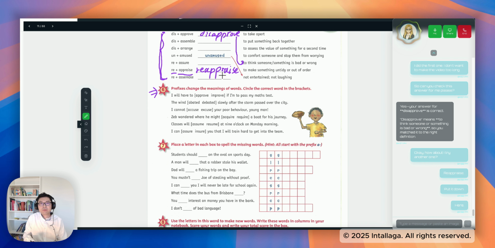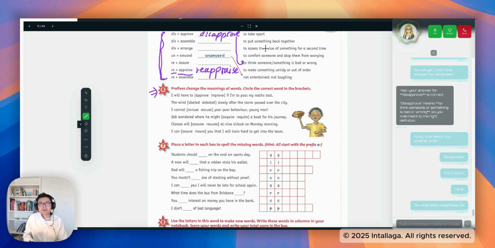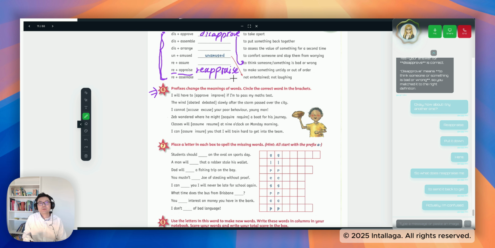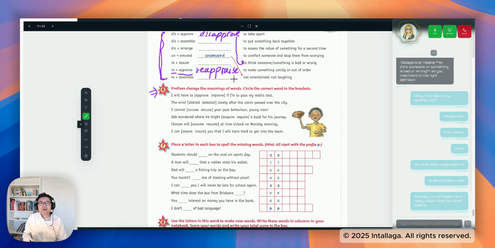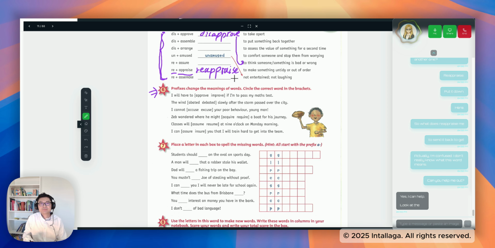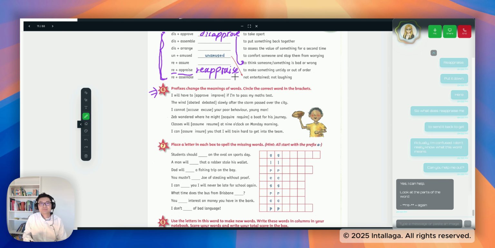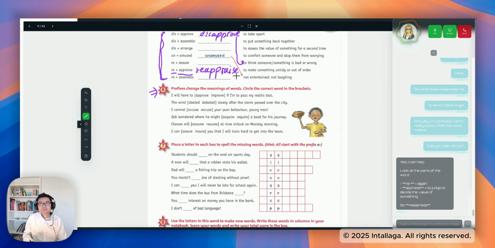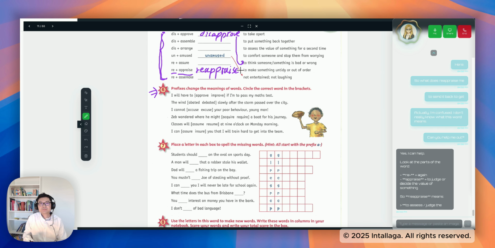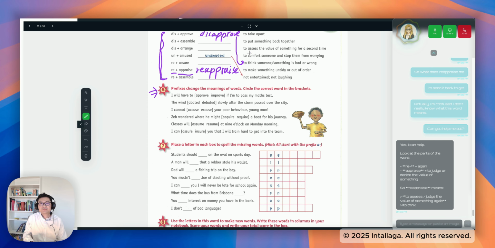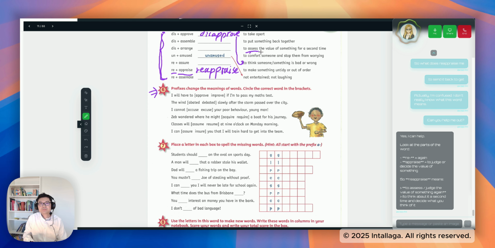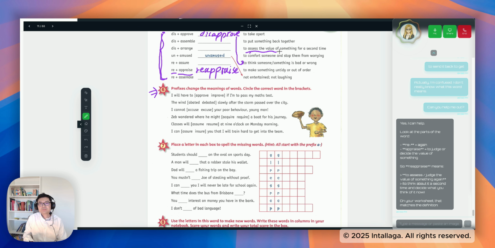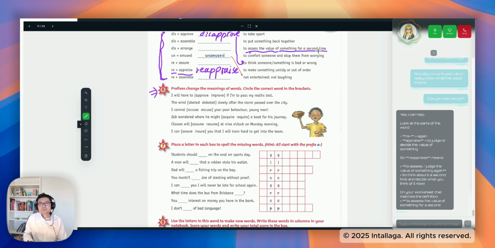So what does reappraise mean? To put something back together? Actually, I'm confused. I don't really know what this word means. Can you help me out? Yes, I can help. Look at the parts of the word. Re is again, appraise equals to judge or decide the value of something. So reappraise means to assess, to judge the value of something again, to think about it a second time and decide what you think of it now. On your worksheet, that matches the definition, to assess the value of something for a second time.